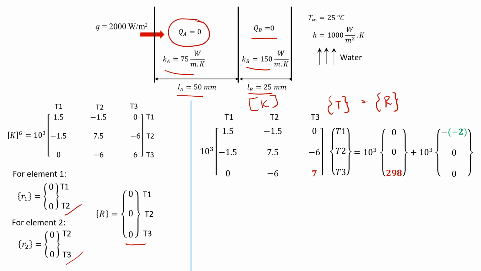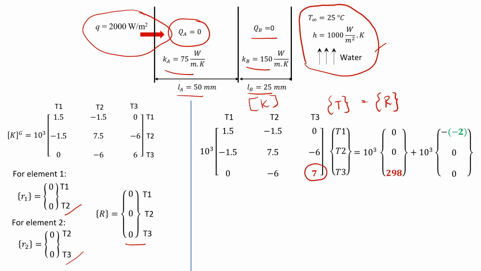In this example, there are two boundary conditions. The first one is the convection process that takes place on the right side, like in the previous example, and a specified heat flux flowing into the body. For the convection process, similarly to the previous example, we have to modify the last element in the K matrix as well as in the R matrix. That's why we can see there is some modification that has been done on the last element of the K matrix as well as for the R matrix, similarly to the previous example.